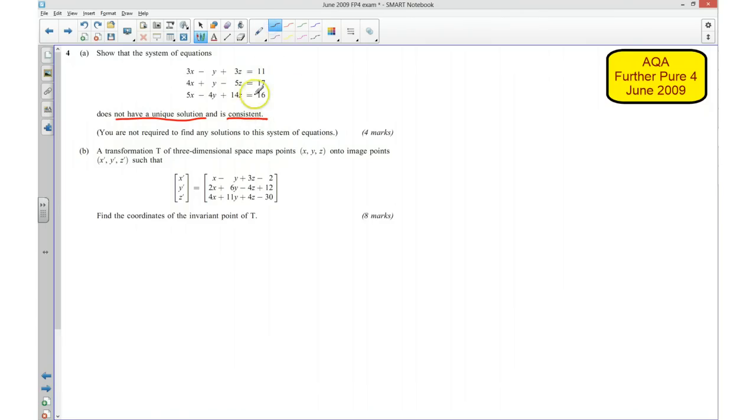Okay, so we will deal with the first part, showing that it does not have a unique solution. Hopefully you know that in order to show that it does not have a unique solution, we would want the determinant of this matrix to be equal to 0. So if I write it in matrix form first of all, I would write this as 3, 4, 5, 1, 2, 4, and 3, negative 5, 14.